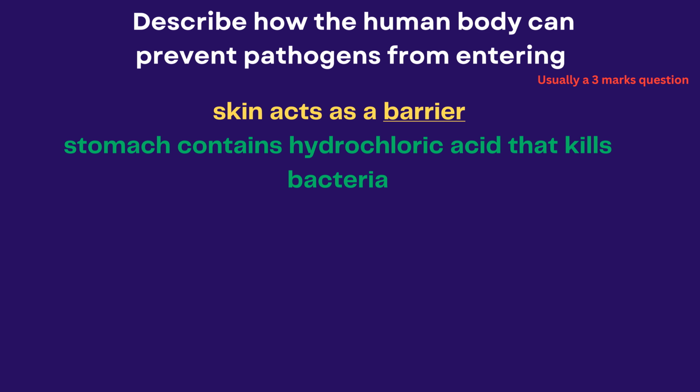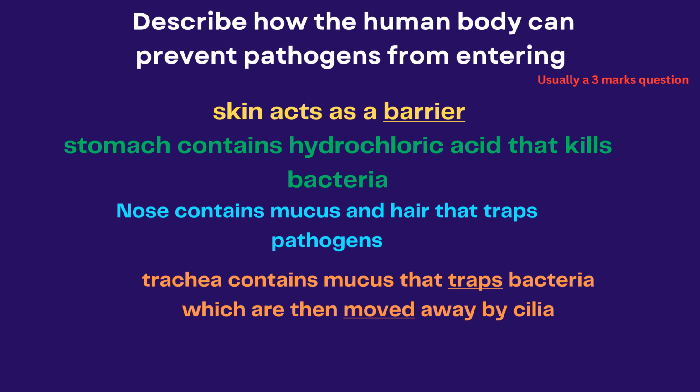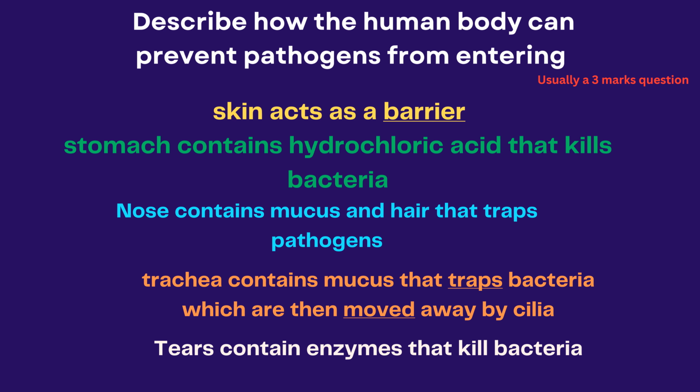Stomach contains hydrochloric acid that kills bacteria. The nose contains mucus and hair that traps pathogens. Trachea contains mucus that traps bacteria, which are then moved away by cilia. These 2 words that are underlined must be written in your answer. Tears contain enzymes that kill bacteria also.